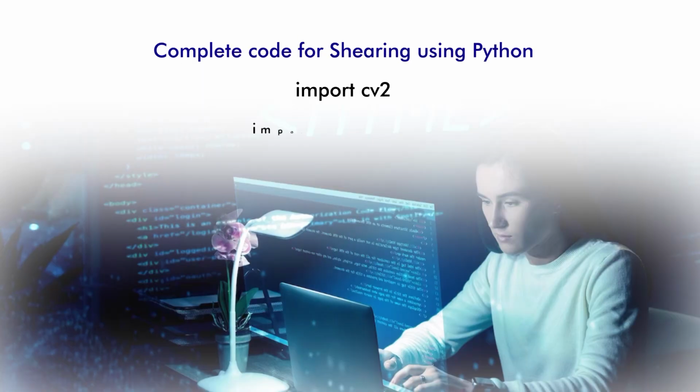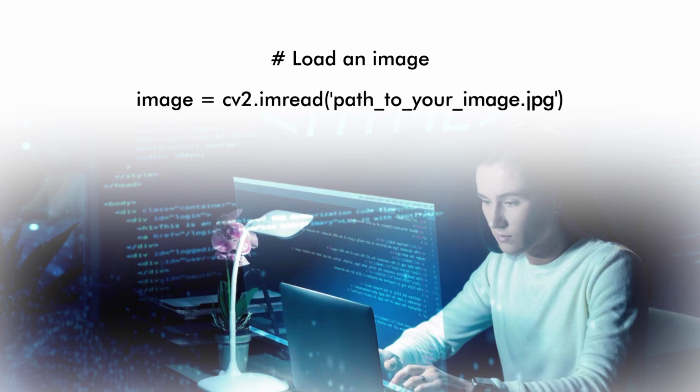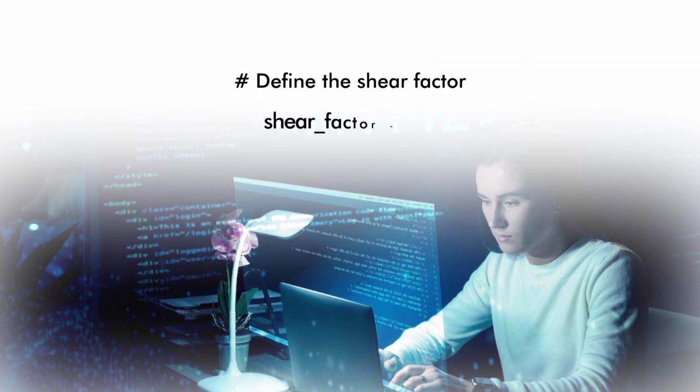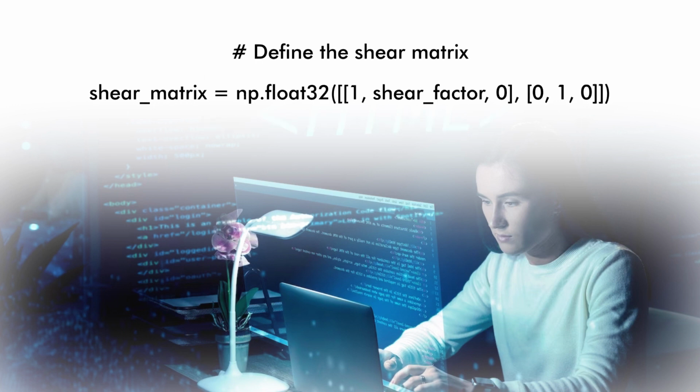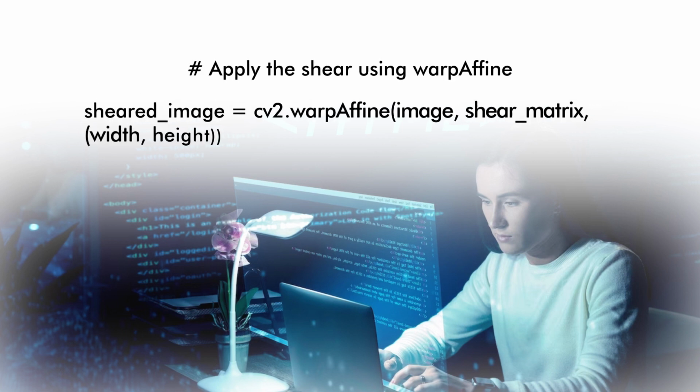Shearing. Shearing is a type of geometric transformation that skews an image along a specified axis. We can use the cv2.warpAffine function to perform shearing. Complete code for shearing using Python. Import cv2, load an image, define the shear factor, get the dimensions of the image, define the shear matrix. Apply the shear using the function: sheared_image = cv2.warpAffine(image, shear_matrix, (width, height)).